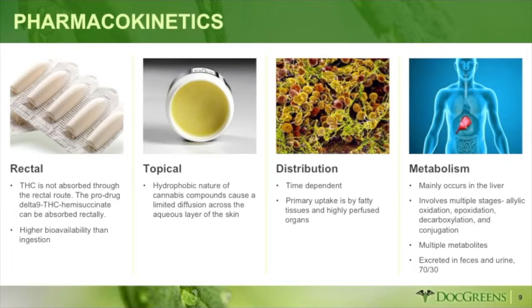So metabolism occurs mainly in the liver, but you do have some of it happening in the renal system as well.